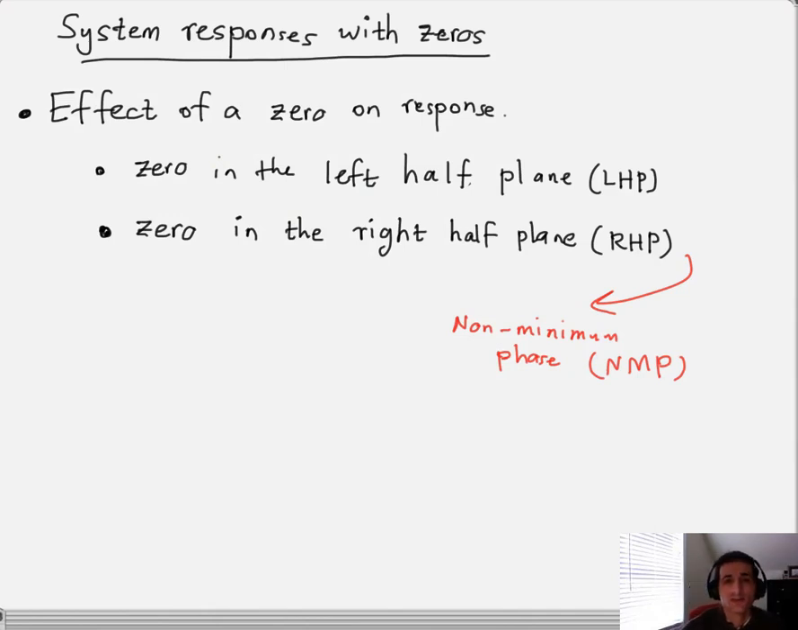The next thing I'm going to talk about is the effect of zeros, the effect of a zero in the response. The zero can be located in the left half plane, or LHP, or the right half plane, or RHP. If you have a zero located in the right half plane, we call that a non-minimum phase system, or NMP. The reason why it's called non-minimum phase is something we're going to discuss later when we talk about the gain margin and the phase margin of LTI systems. That's not something I can talk about right now, but perhaps in a month we're going to be ready to talk about that.